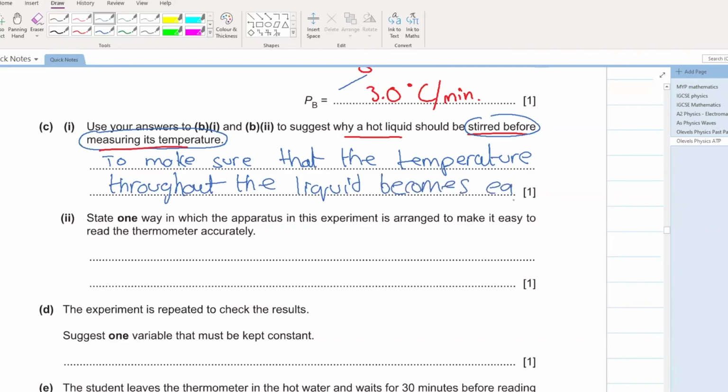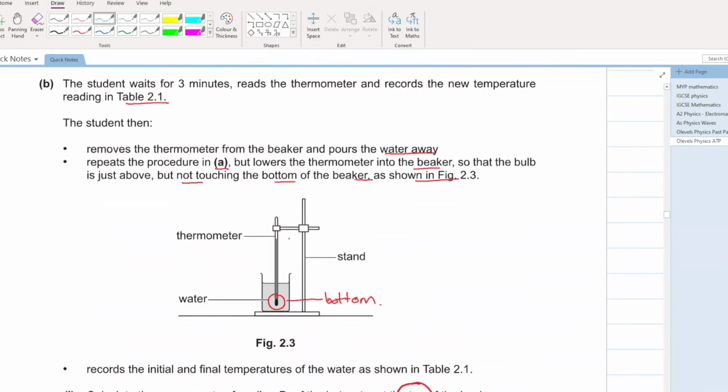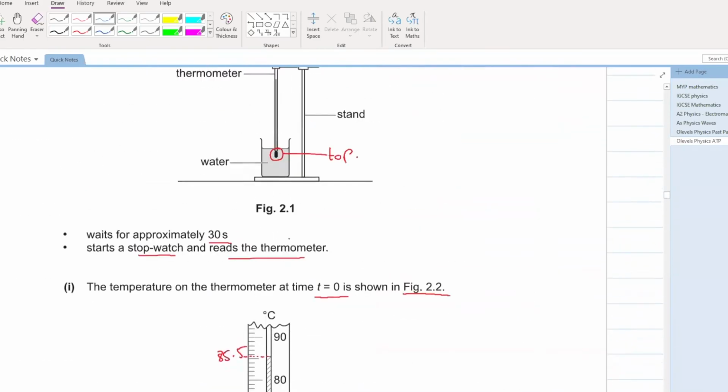Perfect. Let's further move ahead. State one way in which the apparatus used in this experiment is arranged to make it easy to read the thermometer accurately. Now, I think I have discussed this in this paper as well.